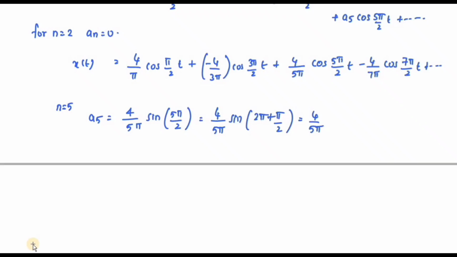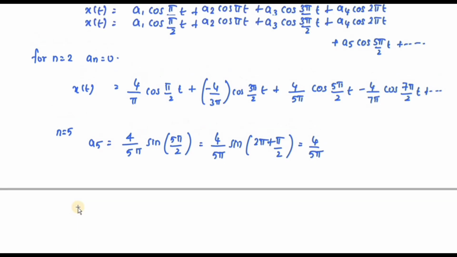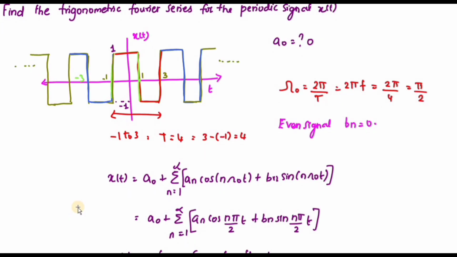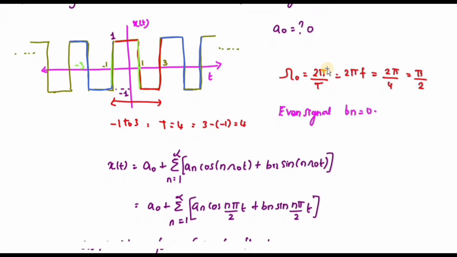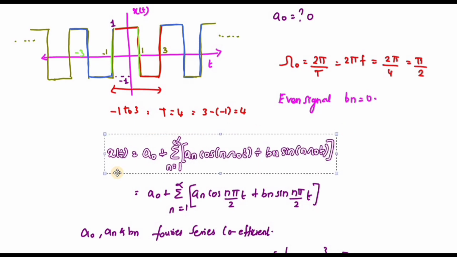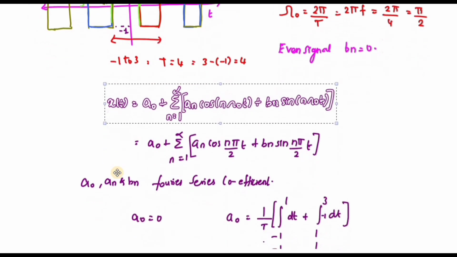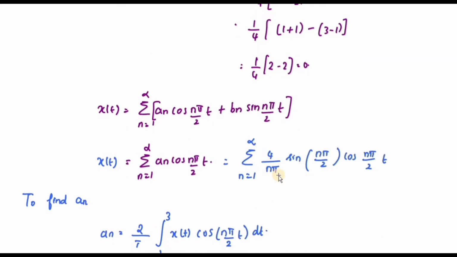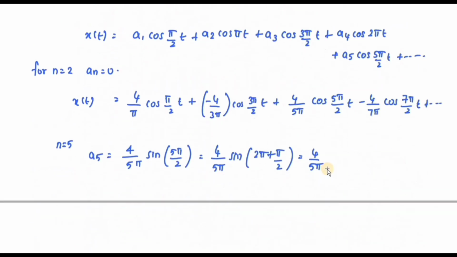So in the previous video, we discussed this problem, where we found the an, bn, and a naught values. In that, we found a naught is equal to 0, and this is the formula for the Fourier series, right? Let me copy this formula here. For this problem, we found the an value is equal to 4 by n pi sin n pi by 2, and the bn value is equal to 0.